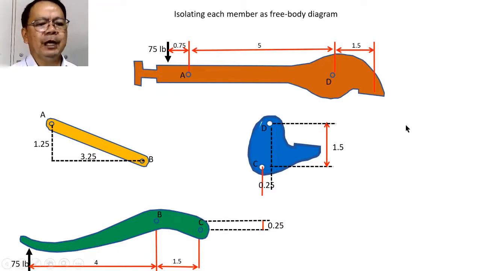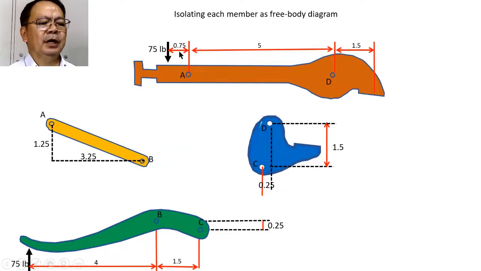Now, after we have isolated each member as free body diagram, now we analyze ano bang klaseng member siya. Siya ba ay 2 force member o siya ba ay 3 force member? Again, makikilala natin kung siya ay 3 force member kapag higit sa dalawa ang forces na mag-a-act doon sa member na yon. Kaya nga itong upper part ng vice grip, itong member AD, since there are more forces.